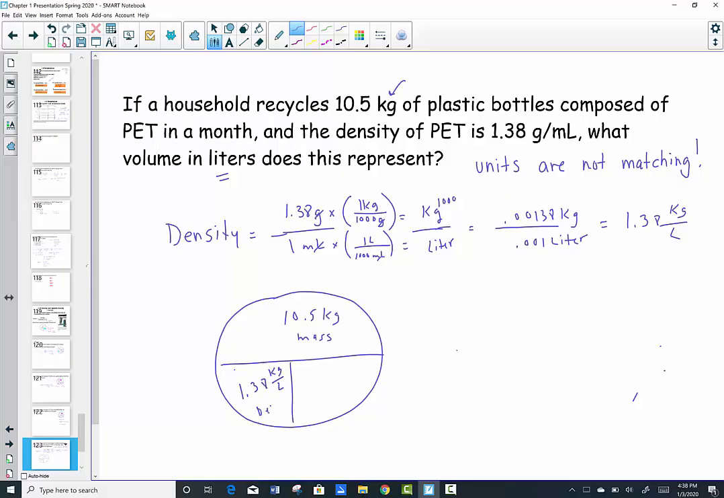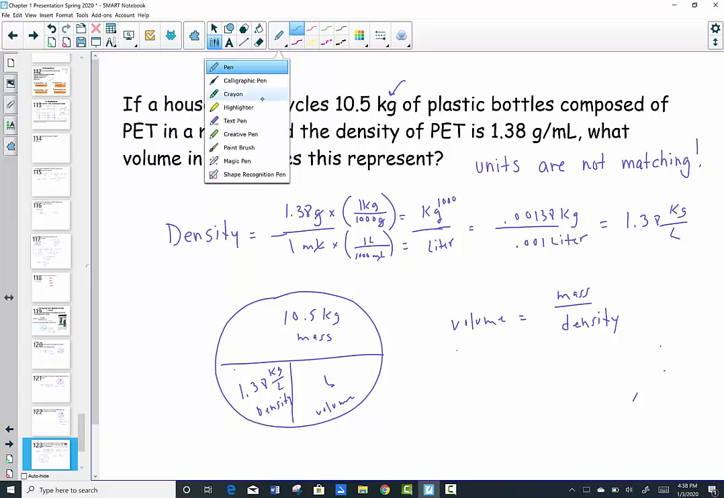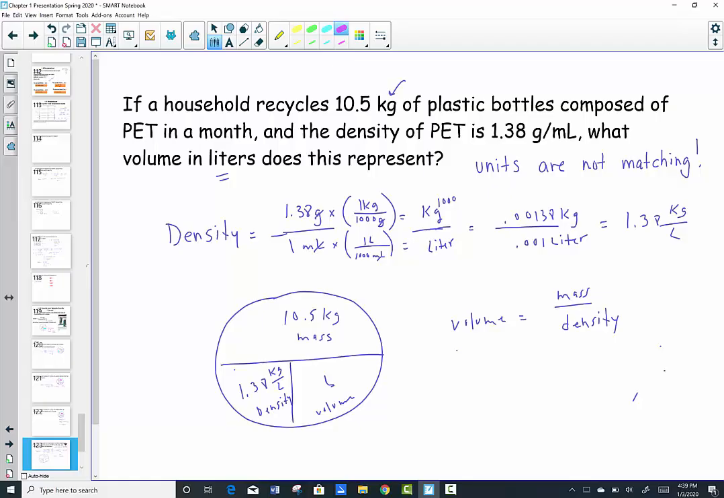That's our density. And so now you can see the volume will be in liters when we solve. Volume will be found by taking the mass over the density. And remember that little trick where we said cover the unit that you want. We want to solve for the volume. Cover it with your fingers. You can't see it. And that shows you the algebra of how to pull out that variable. Mass is on top of volume, so that means we're going to divide.